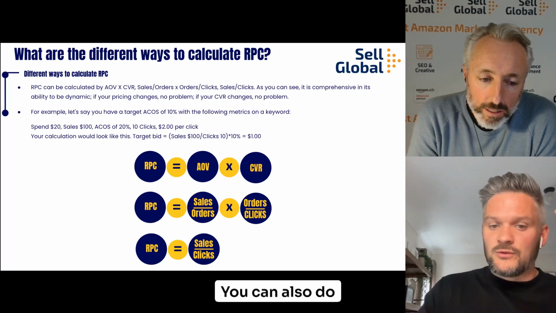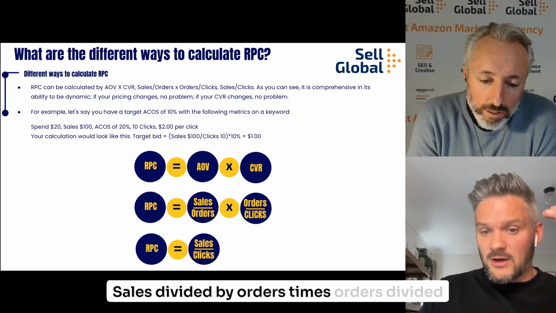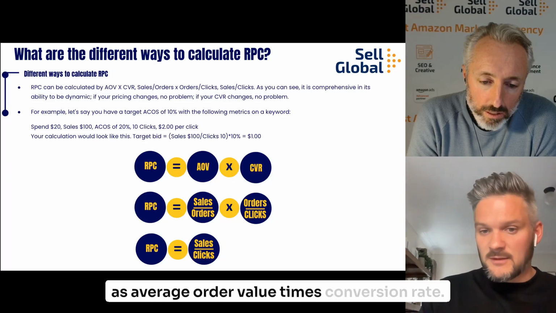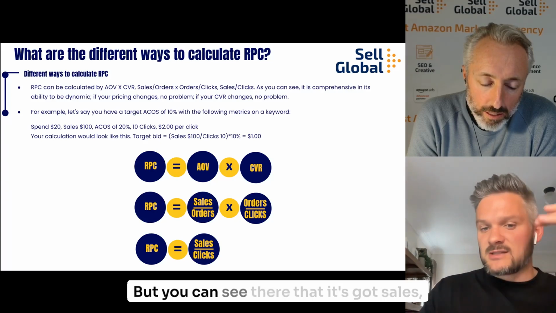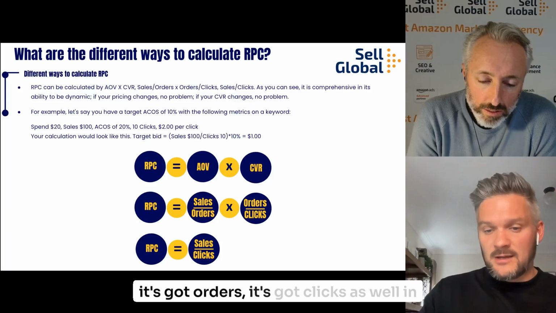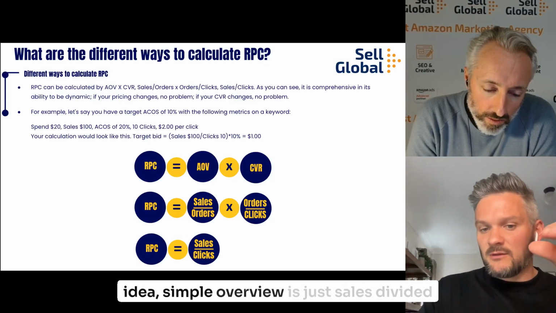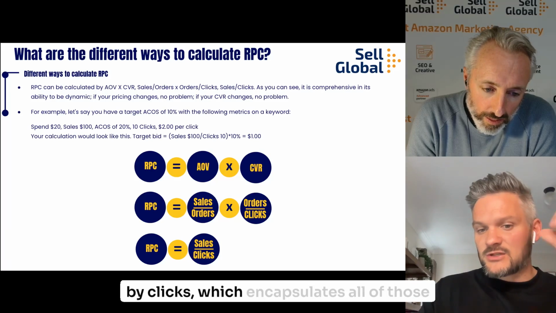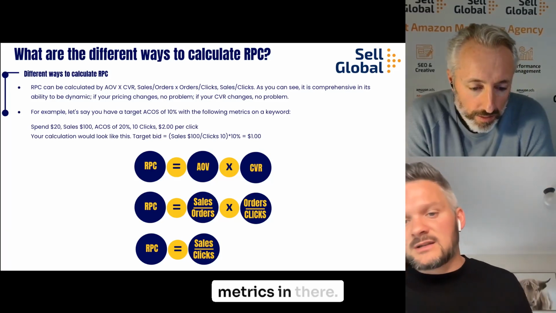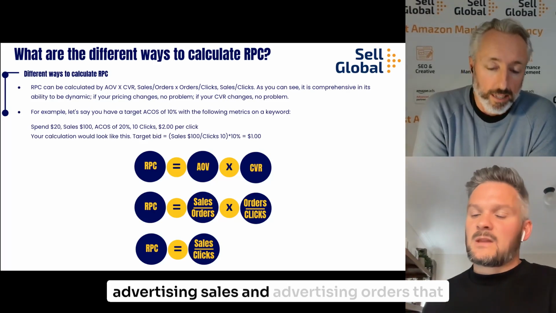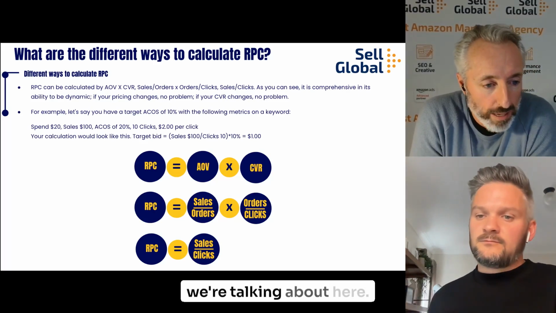You can also do sales divided by orders times orders divided by clicks, which is basically the exact same as average order value times conversion rate. But you can see there that it's got sales, it's got orders, it's got clicks as well in there. And then the last one, to give you a simple overview, is just sales divided by clicks, which encapsulates all of those metrics in there. And to be clear, this is just with the advertising sales and advertising orders that we're talking about here.